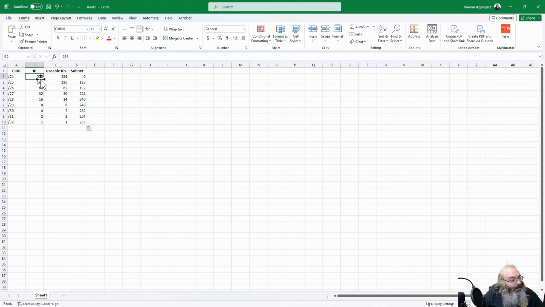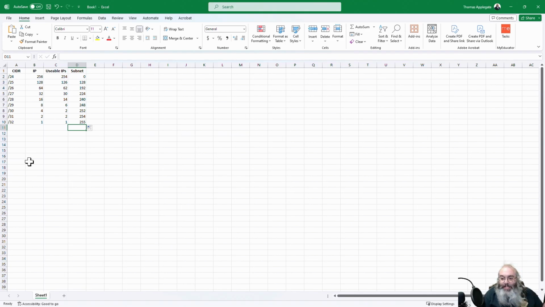cut it in half. Then I had to remember subtract 2 for the usable IPs. Then I had to remember the subnets, starting at 0 for /24, and then I add the IP to the previous subnet to make that subnet. So /25 is a dot 128, /26 is a dot 192, which is 128 plus 64 equals 192. So that's my shortcut on memorizing the numbers for Network Plus's subnetting.